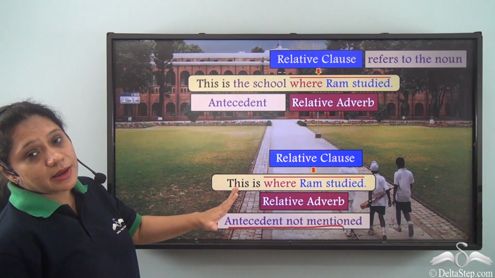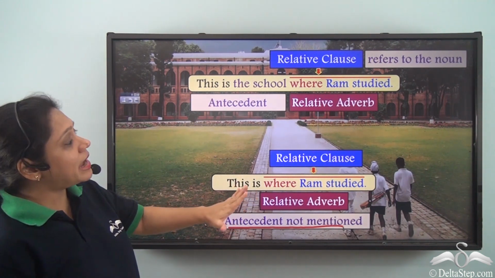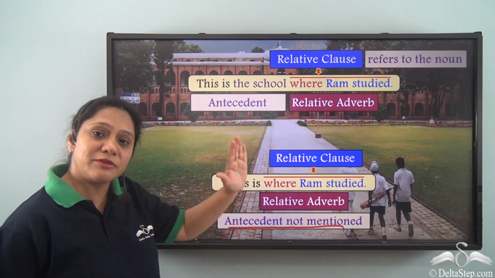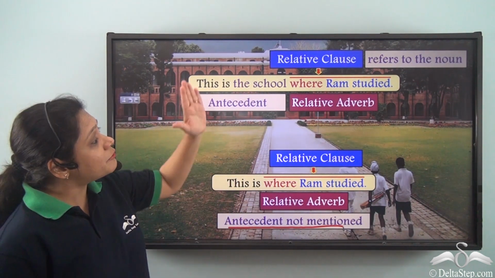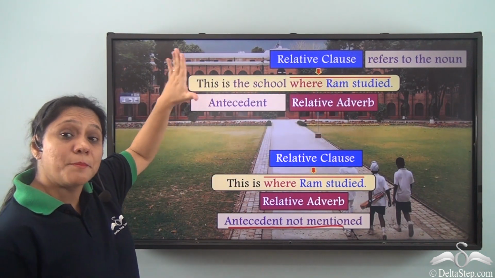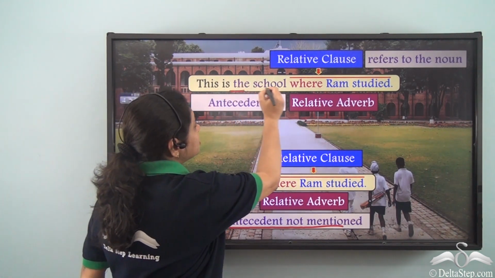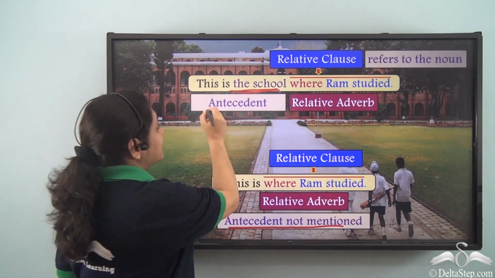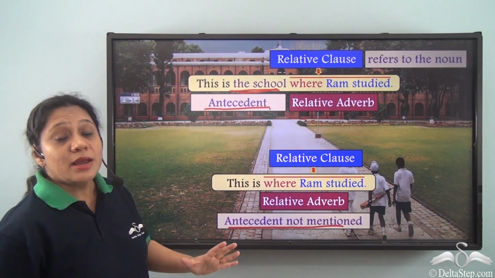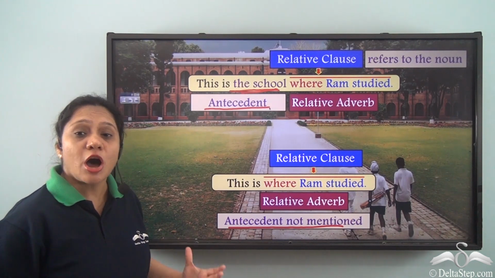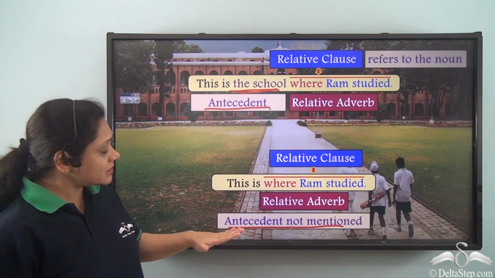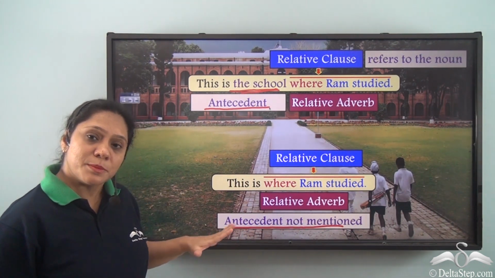So what do we see? That in both the sentences here, we have used the relative adverb where. So in both the sentences, it refers to a place. But in the first sentence, the relative clause refers to a place which is mentioned. Which is that? The school. Now that is known as an antecedent. In the second sentence, the relative clause refers to a place, but it is not explicitly mentioned in the sentence. Hence, this sentence does not have an antecedent mentioned.